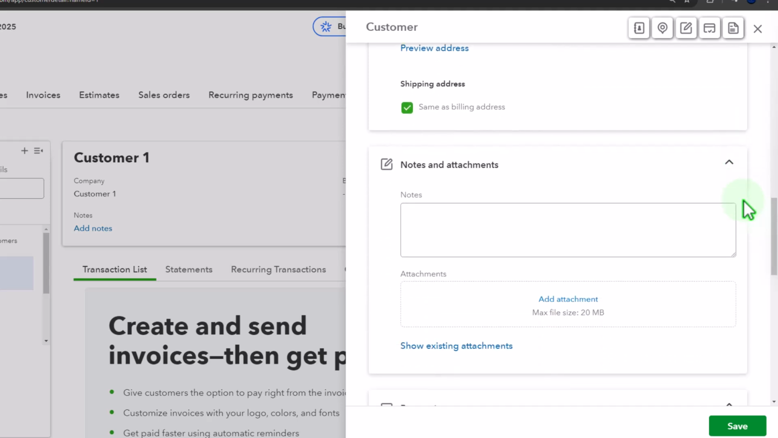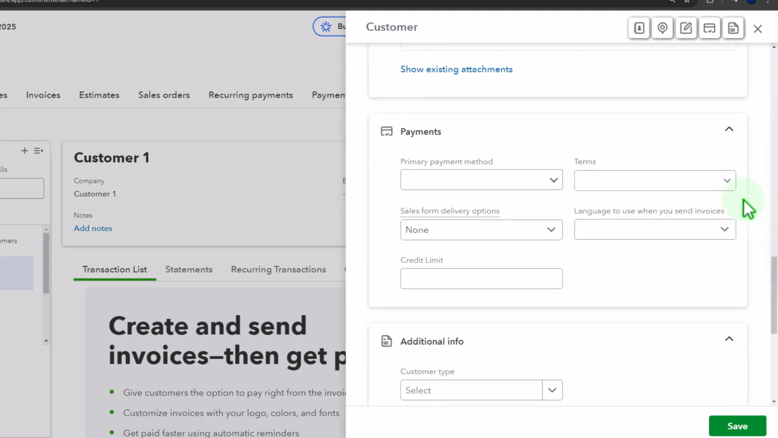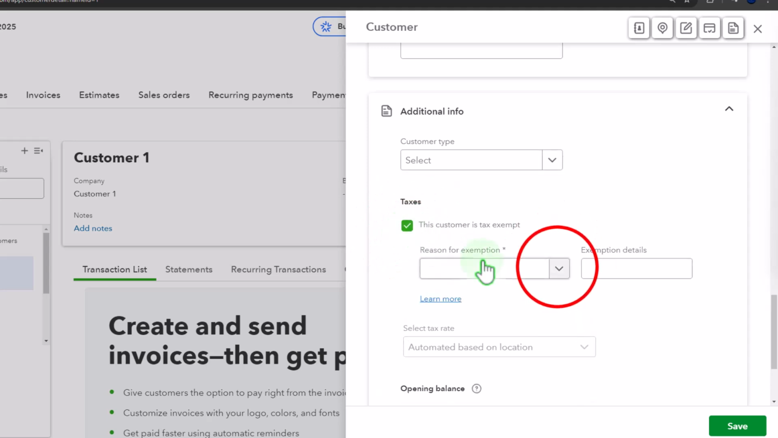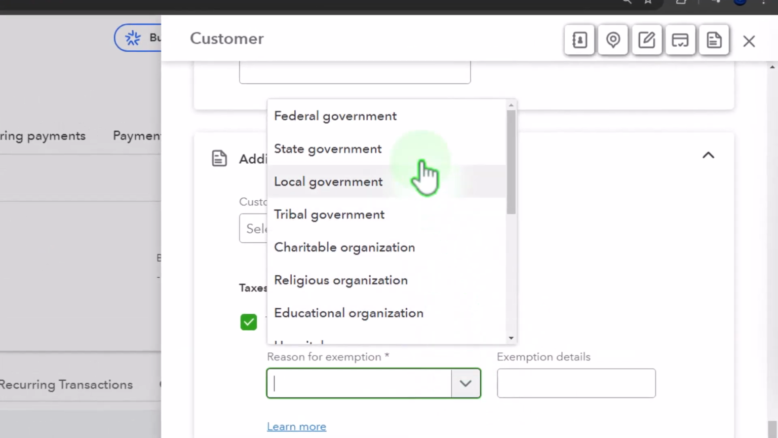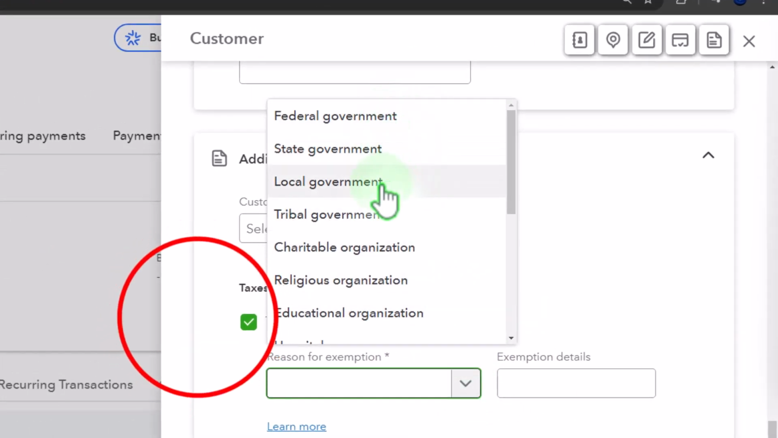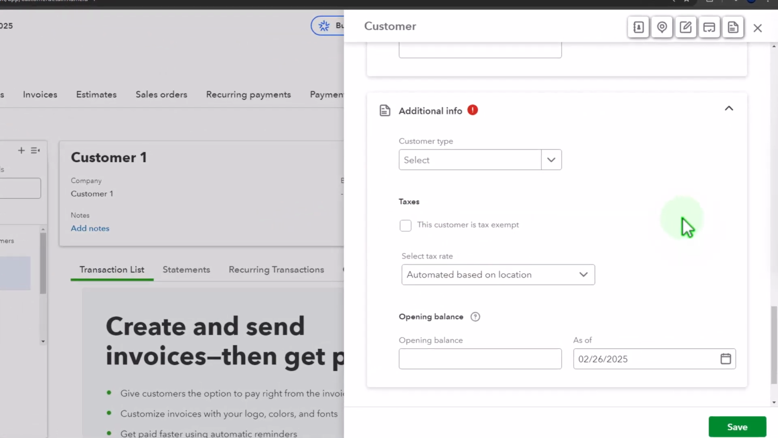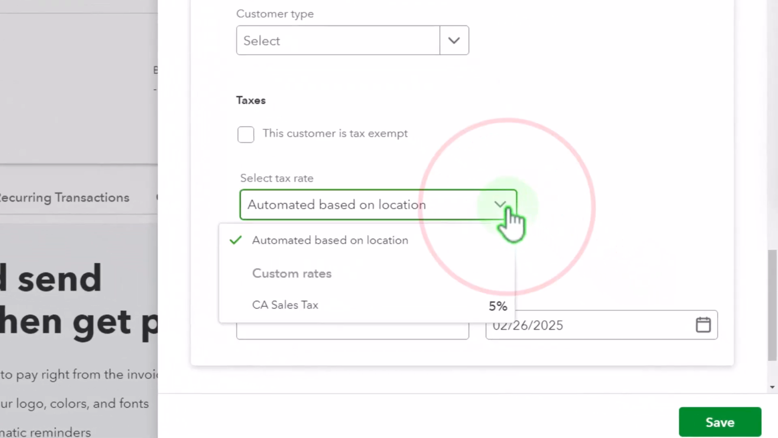Okay, let's scroll down a little bit. We're looking for the tax area. So in the tax area down here, if we said that this client is tax exempt, we can check that off and give the reason. They're a federal government, state government, local government. Okay, I'm going to hit the drop down.